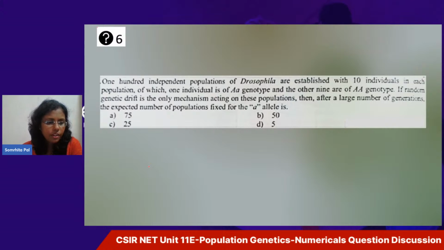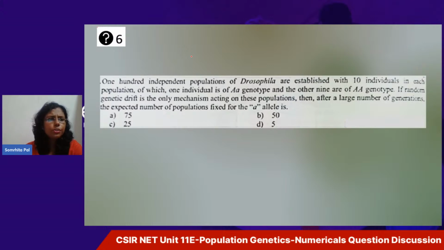Yes, Surrender, so you have got option A. Fine. Okay, Ramadas, you have also got option A. Good. Those who are not getting option A, please check your calculation. You must be going somewhere wrong in the calculation.